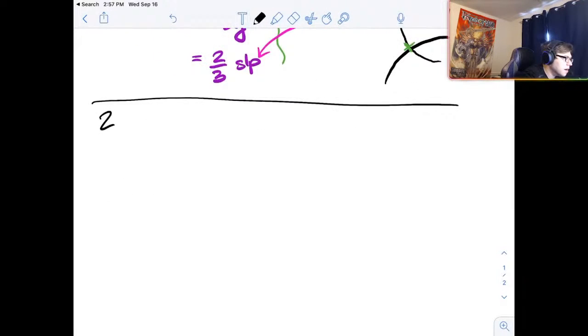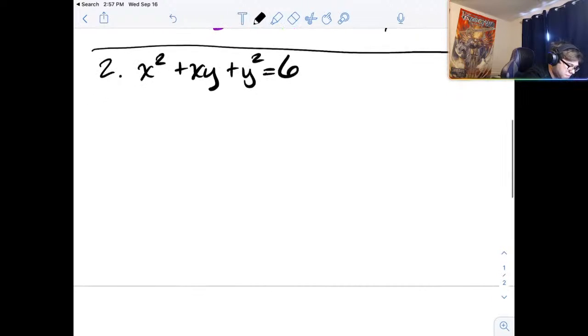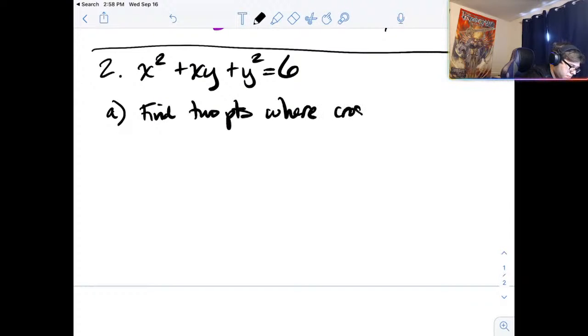Moving on to question number 2, you guys. We are going to be working with an implicit curve that looks something like this. And there are a lot of different things that they're going to ask us to do with this implicit curve. That's pretty standard when it comes to the AP test. In part A, they would like you to find 2 points where this graph crosses the x-axis.